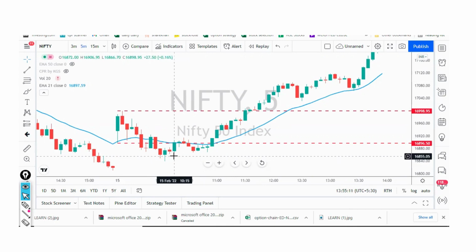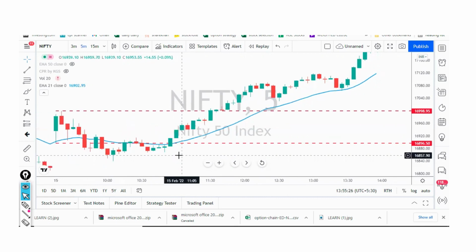On this candle, 16,906.1 and 16,866.7. So this is almost 40 points. I am not initiating any trade on this. This is a green candle. This is a fantastic candle.